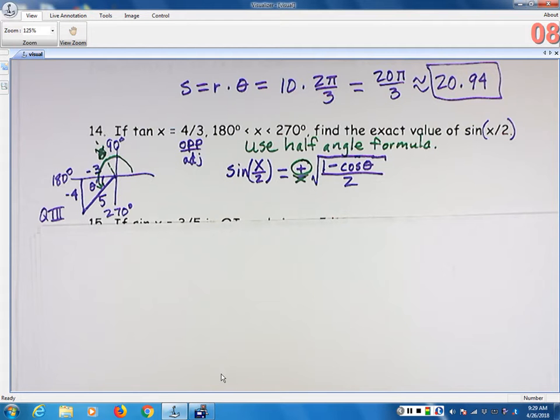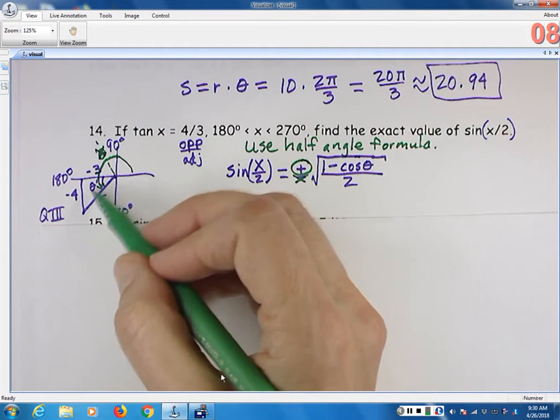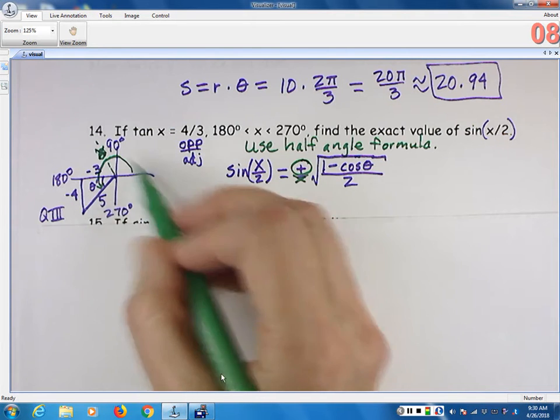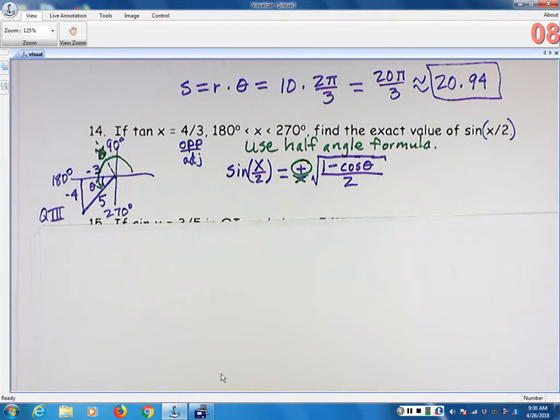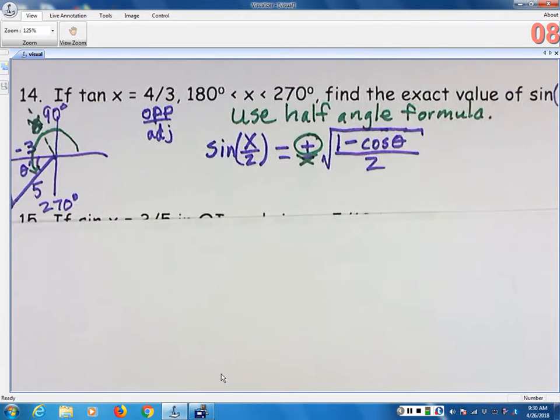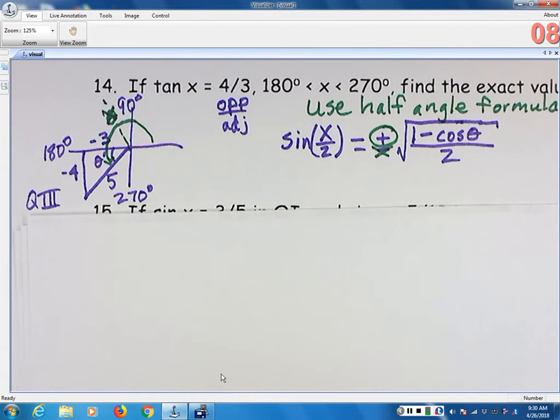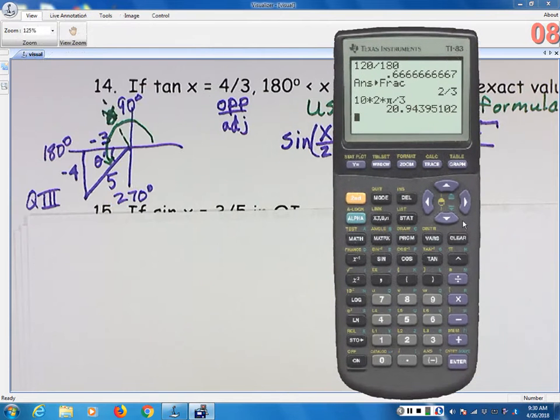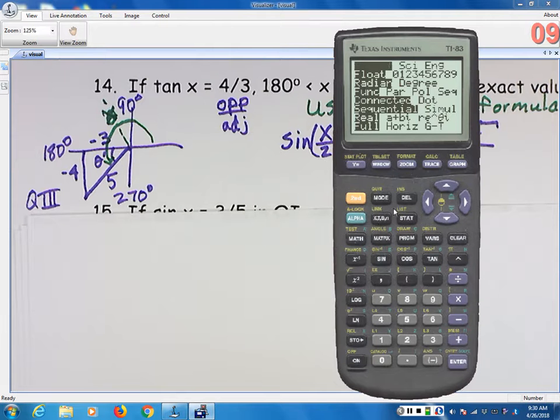Unless you want to actually find out what theta is by doing tangent inverse and then adding 180 to it. Do you want to do that on the calculator? You can do that, but you still have to use the half angle formula. I can take my calculator and make sure that it's in degree mode. You want degree mode.